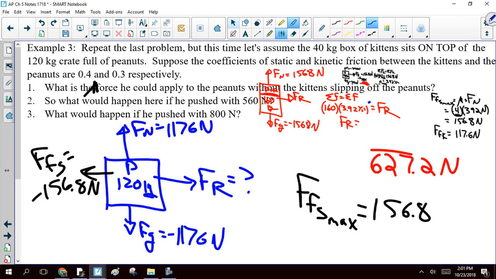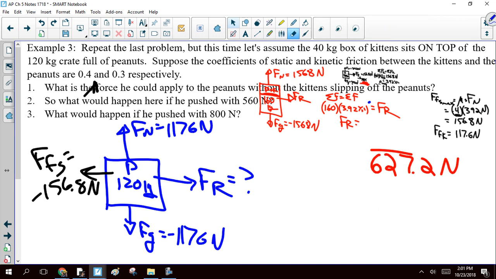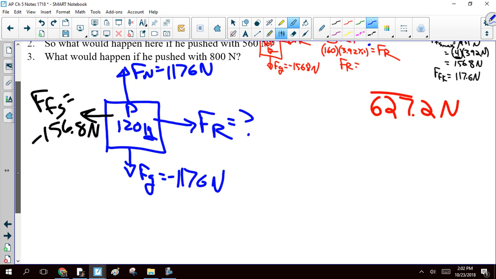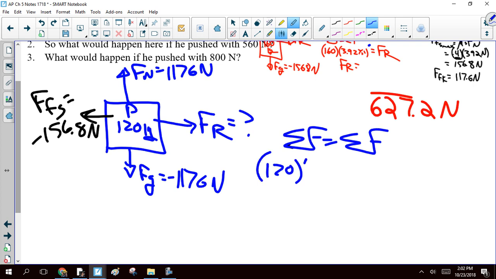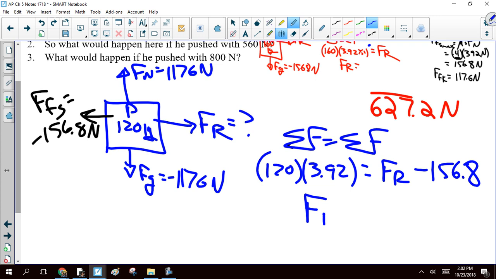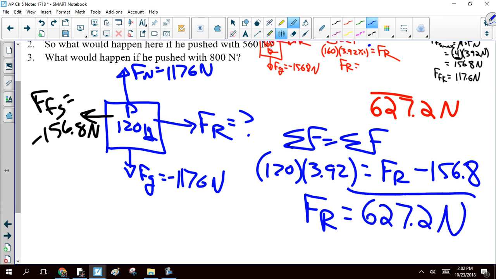Okay, so now let's find the force of Roy and see what happens. Hopefully, fingers crossed, we'll get the same answer. So here we go. For the peanuts, net force equals net force. So let's see, the mass of the peanuts is 120. Acceleration is 3.92. That's got to equal the force of Roy minus that static friction over there. And solve it. And lo and behold, you get 627.2 newtons, just like we did before, up here.